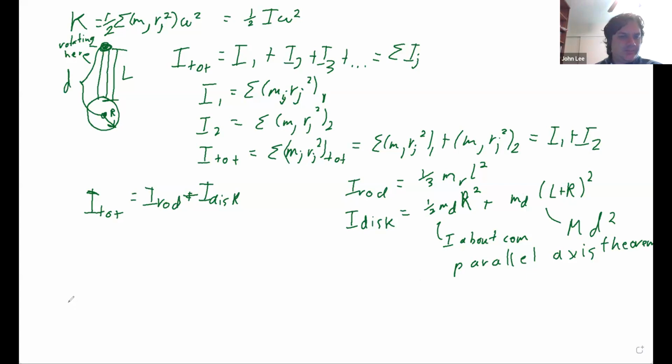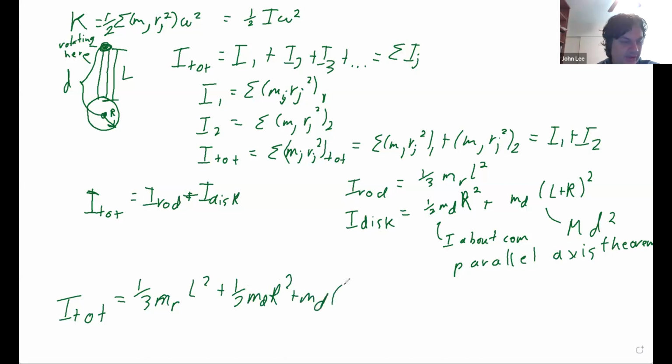So I total equals 1/3 m_r L squared plus 1/2 m_d r squared plus m_d (L plus r) squared.